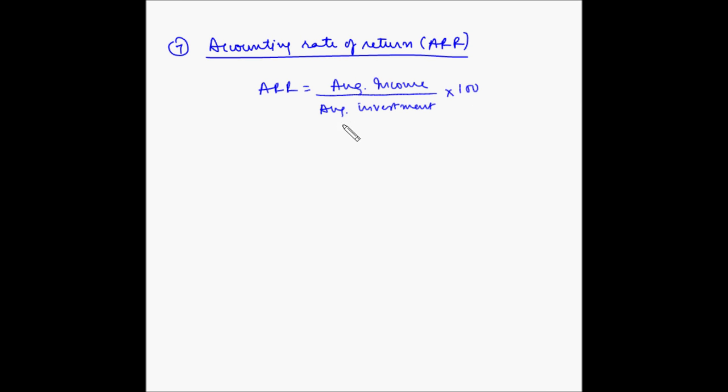multiplied by 100. The acceptance rule for ARR is that the management has to establish the minimum rate which is acceptable for the organization. If the ARR is higher than that minimum rate, then the project should be accepted, and if it is not, then it should be rejected. So these are the 7 methods that we have looked at in this chapter. The detailed explanation for each of these methods is given in the individual videos for these methods.